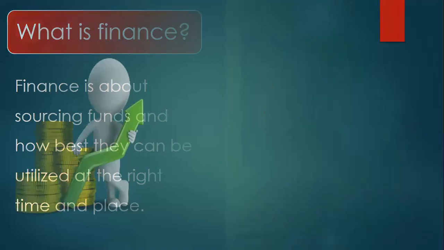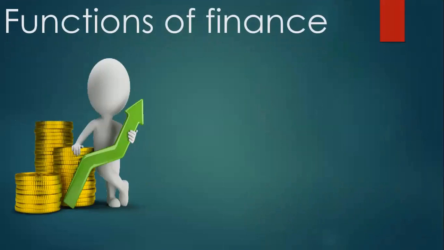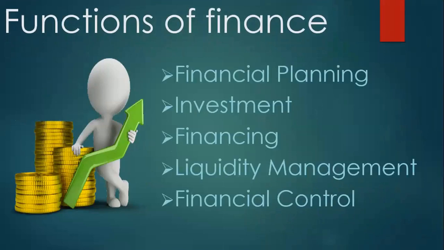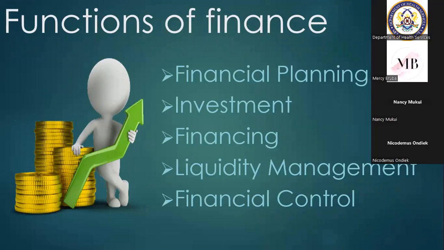Then we have functions of finance. First, we have financial planning. What is financial planning? Financial planning is whereby we develop a goal. We sit down and we have a strategic plan on how we are going to achieve our goals, and we create a budget on how we are going to allocate the resources accordingly.